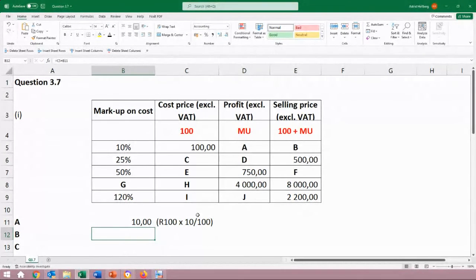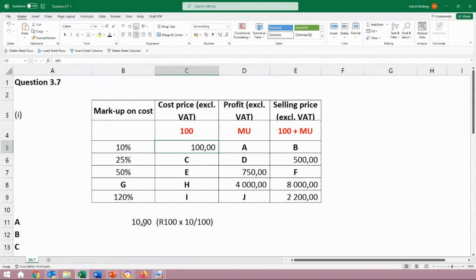So how you calculate it is you take the 100, the initial 100 Rand, which we know is the amount excluding VAT. Then we know the markup percentage is 10. So I multiplied it with the 10, and then I divided it by the 100, which is represented by the cost price. And then you get to 10 Rand. So you got to the correct answer.